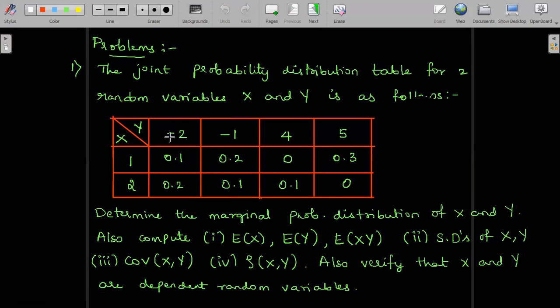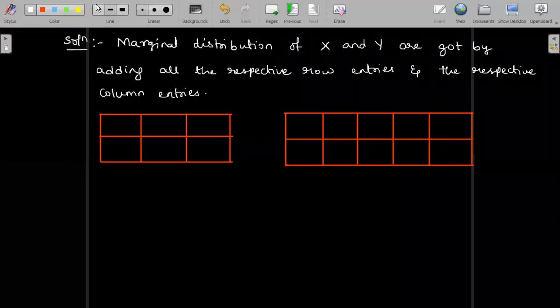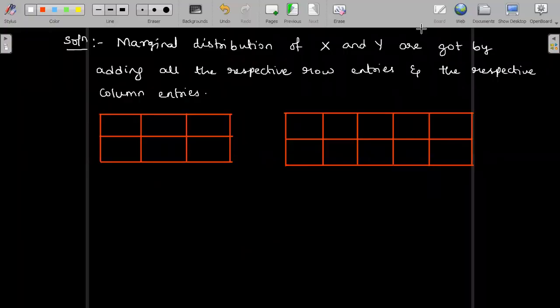So for y is equal to -2, add up 0.1 and 0.2. For y is equal to -1, we add up 0.2, 0.1. Like that, column wise, we will add up all the entries to obtain the marginal distribution table for y. So let us prepare those small tables. Right, so this table will now help us to write the marginal distributions of x and y.